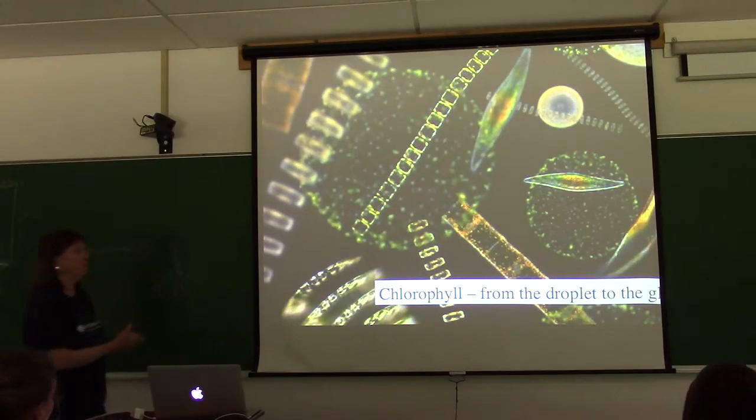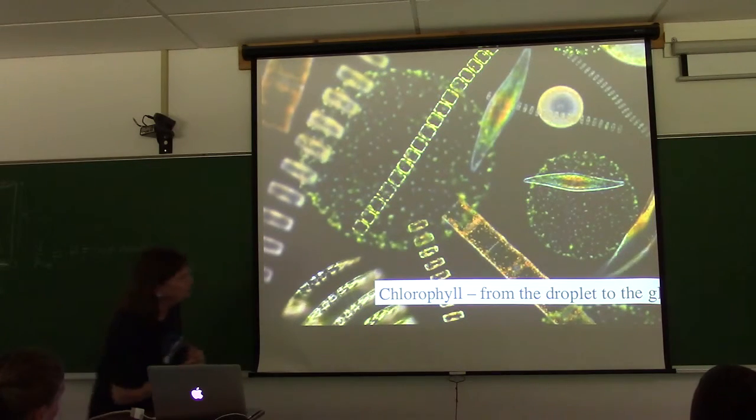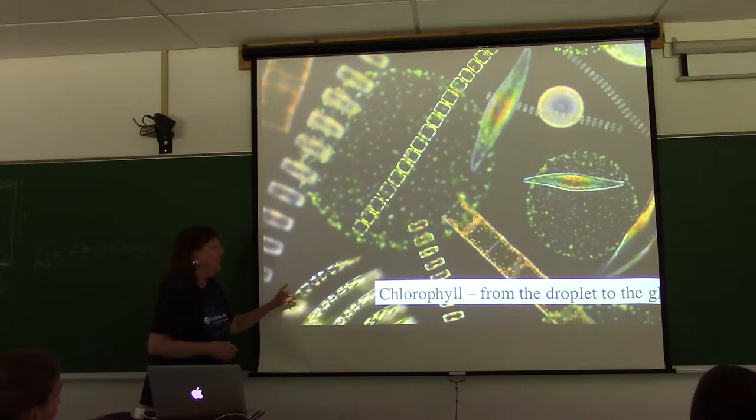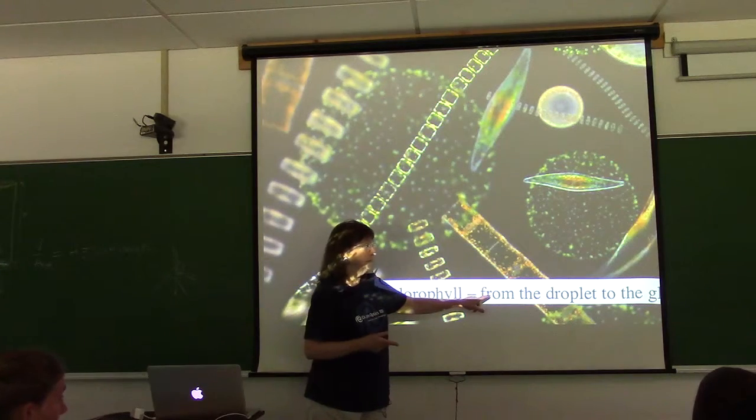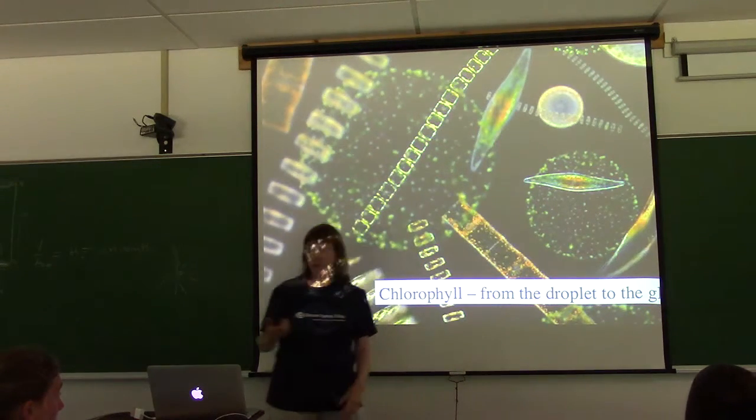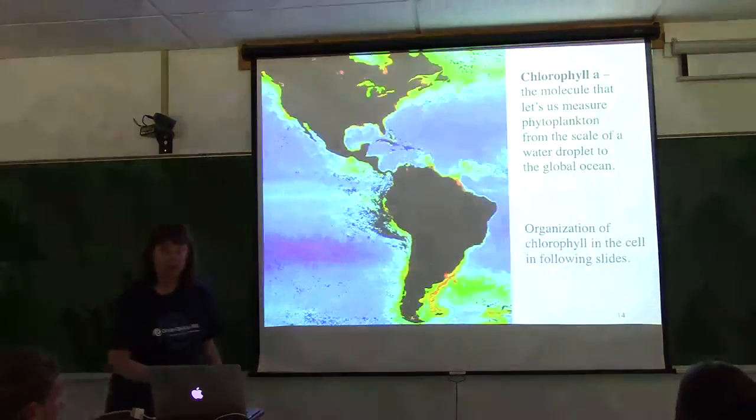So that was a race through pigments, and I'm a little bit off center here. What I'd like to do is just go through some ideas about how chlorophyll allows us to see phytoplankton all the way from the droplet to the entire globe.